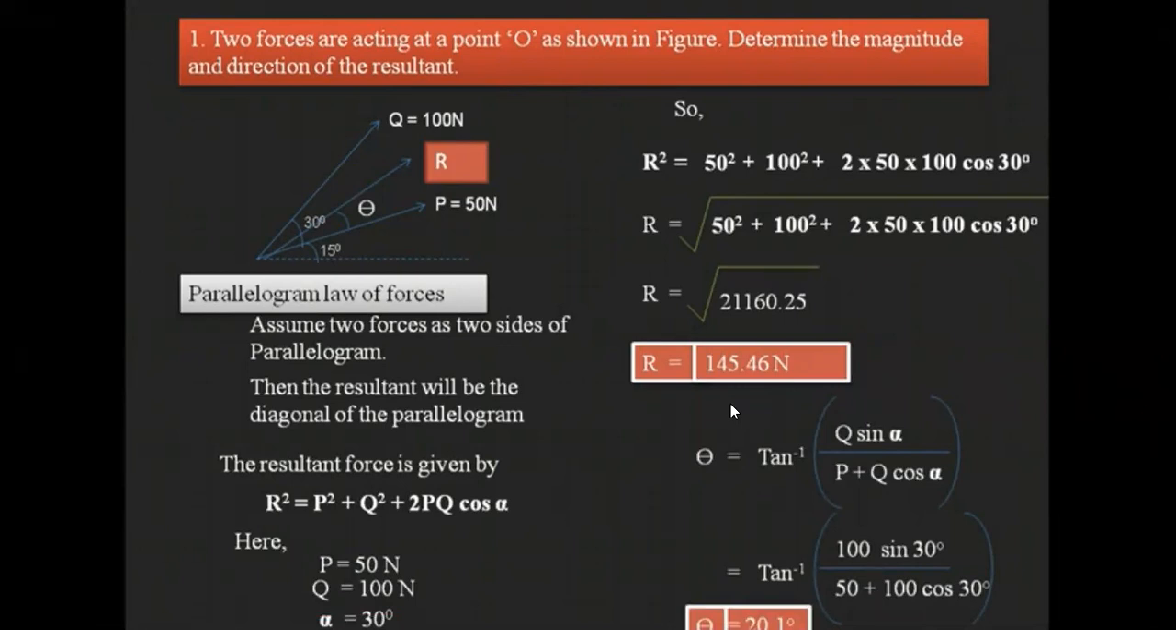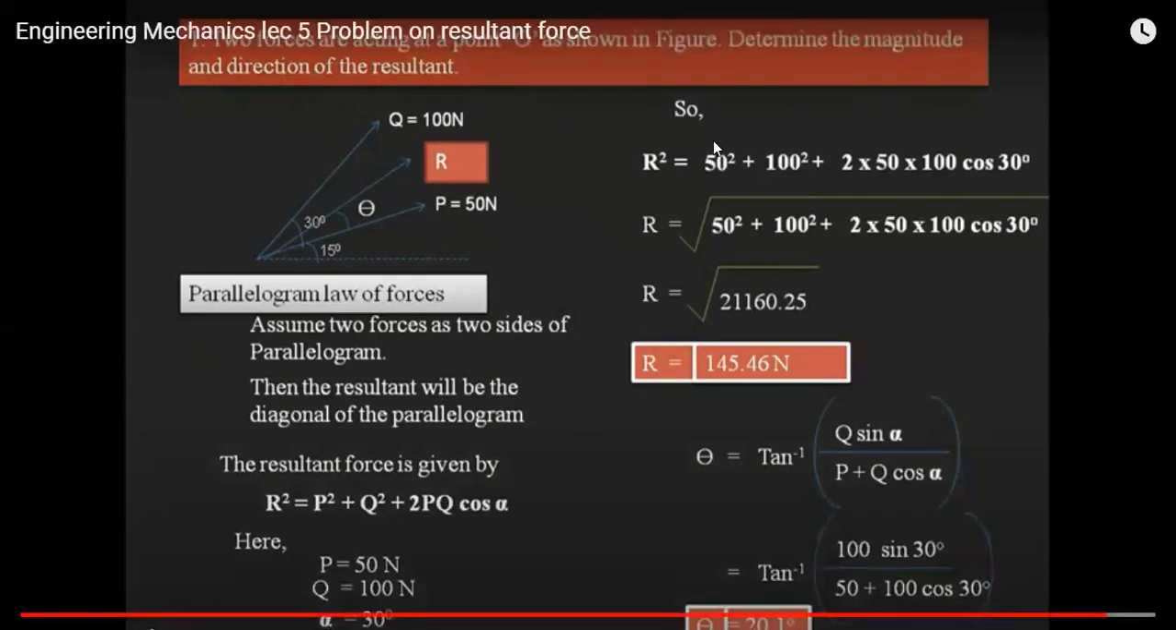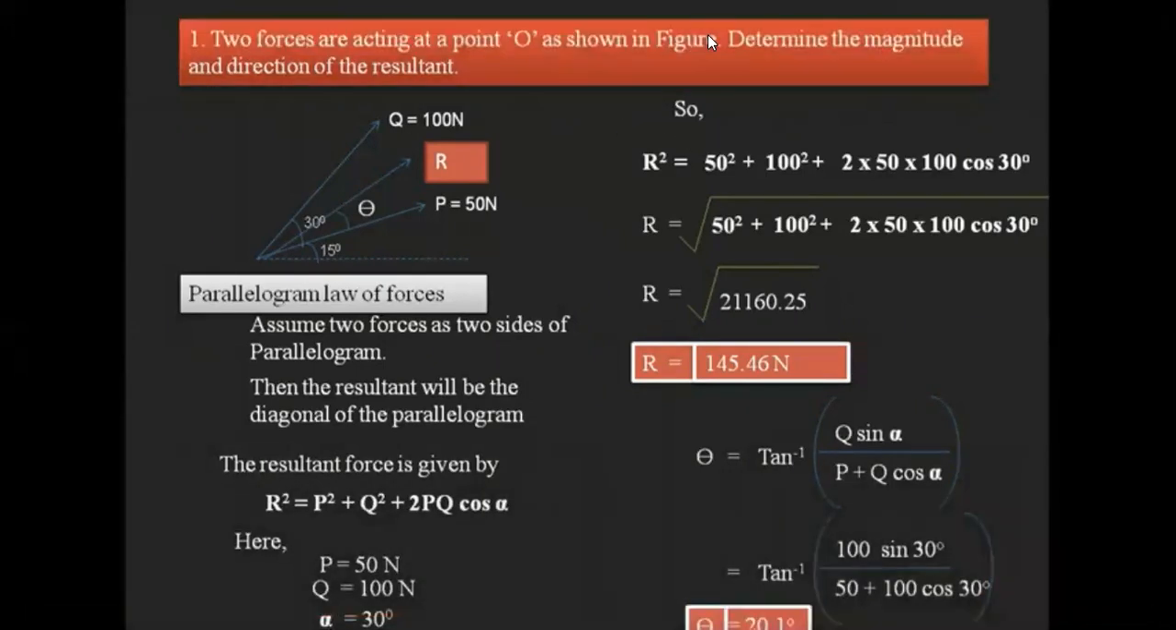Okay now. So like this we can find out the resultant of two forces by following the parallelogram law of forces, and we can also find out the angle made by the resultant force with its adjacent side, that is by the formula tan inverse of q sin alpha by p plus q cos alpha. So I hope you understand. If you still have any doubts, please feel free to ask.